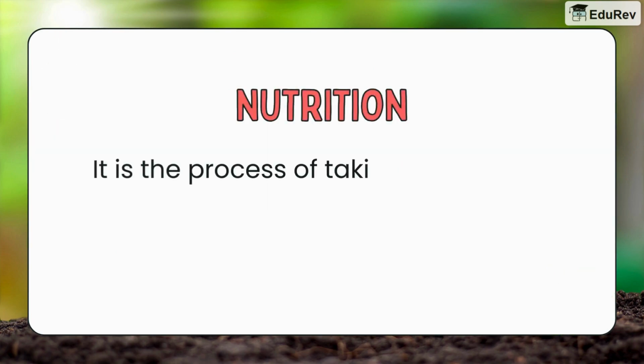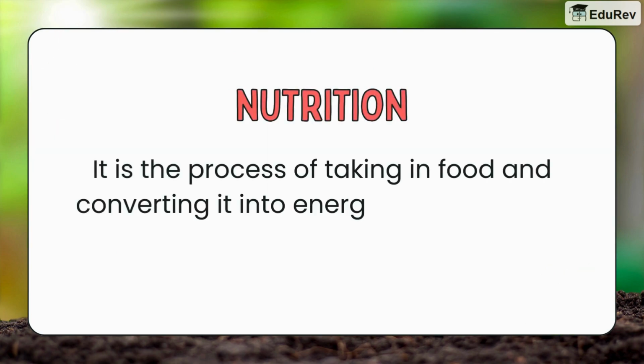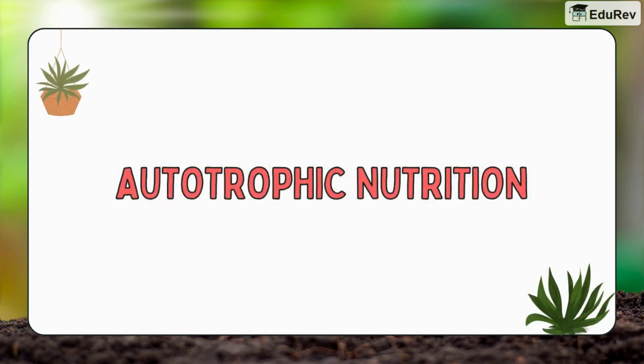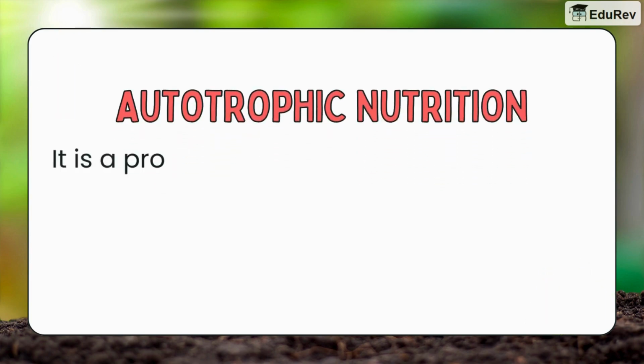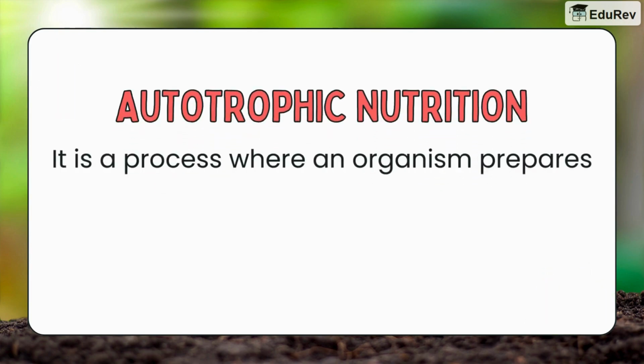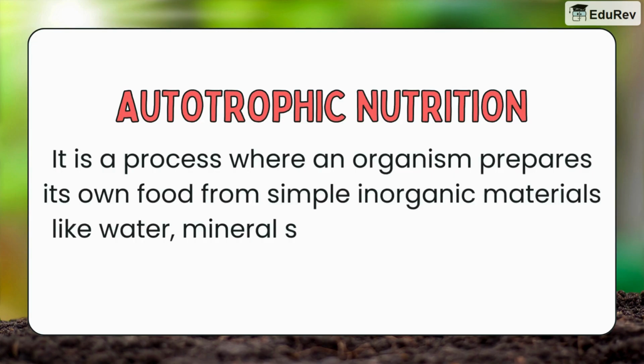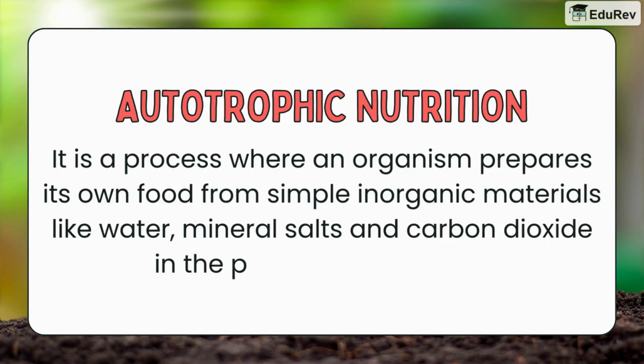It is the process of taking in food and converting it into energy and other vital nutrients required for life. Plants also need nutrition to grow. The process by which plants get their nutrition is called autotrophic nutrition. So, autotrophic nutrition is a process where an organism prepares its own food from a simple inorganic material like water, mineral salts, and carbon dioxide in the presence of sunlight.